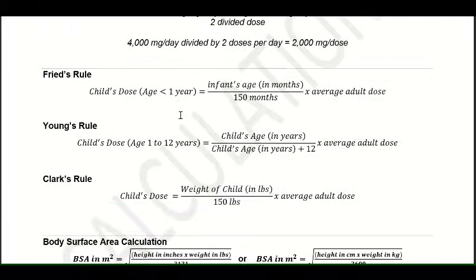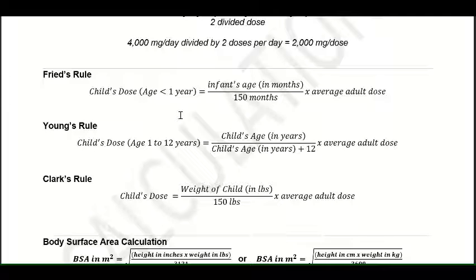Then, you have your Fried's rule, your Young's rule, and your Clark's rule. These 3 rules are being used for the computation of pediatric doses. Okay? Computation of pediatric doses. In our healthcare setting in the Philippines, this is usually done by the doctors. It is the physician who computes for the required milligrams that will be given to the pediatric patient. Okay, but it's wise for us to know this because if you'll be preparing for NCLEX and other examinations, you need to be familiar with this.